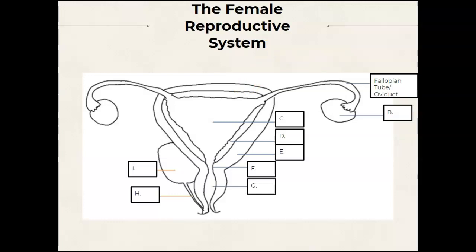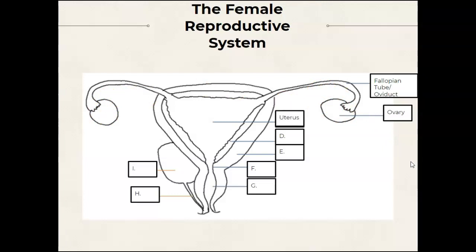I find that in everyday language, fallopian tube is more commonly used, but in IB lingo, oviduct is more often used. So just be aware that they are the same thing. Then you have the ovary. The ovaries are these little grape-like things on the end of the fallopian tube.